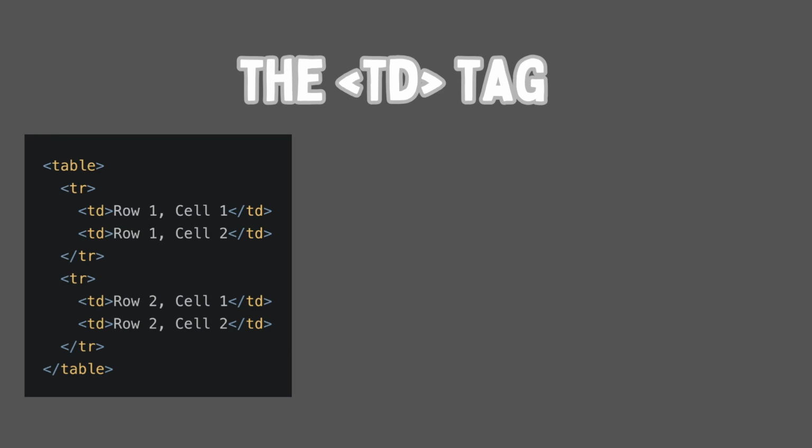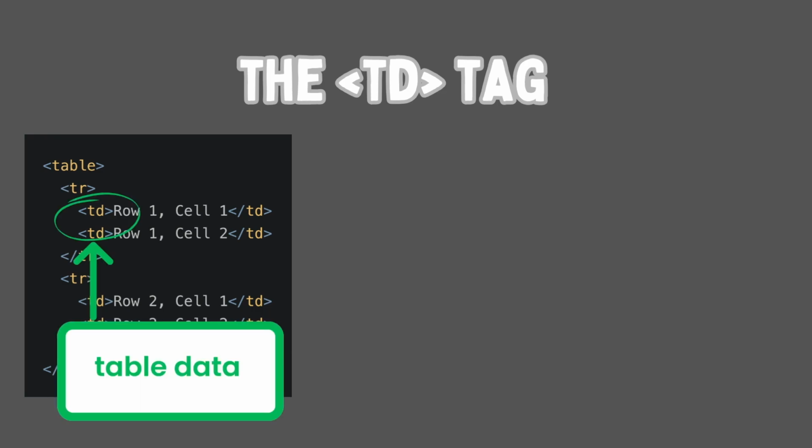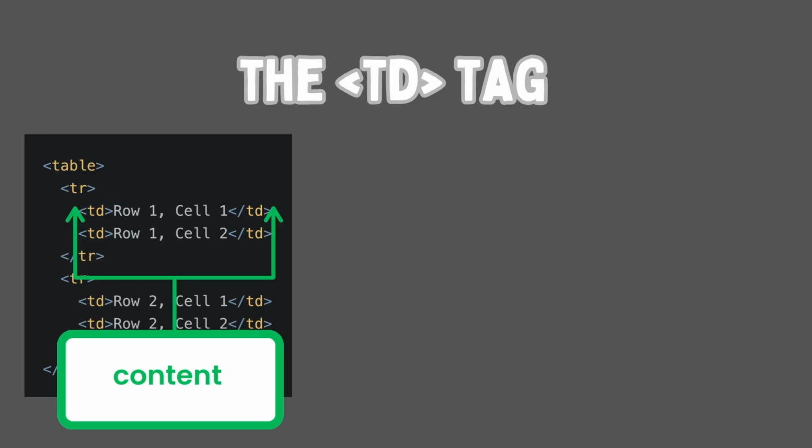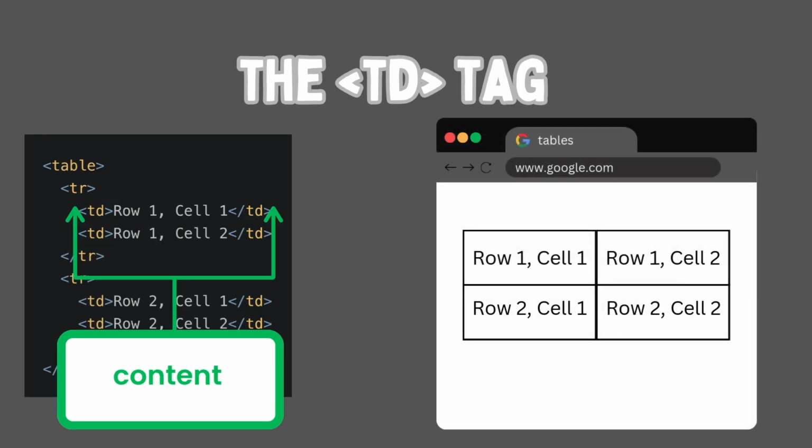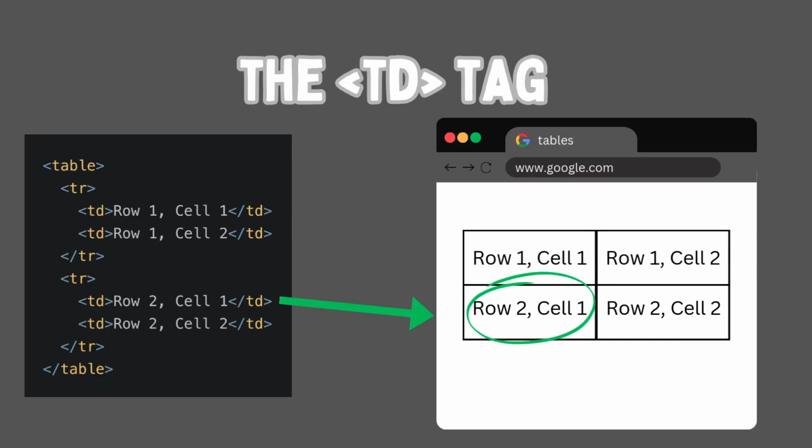Within each row, we add cells using the TD tag, which stands for table data. These cells hold the actual content. Here, each TD tag is a cell in the row. You can add as many TD tags as you need to create columns in each row.